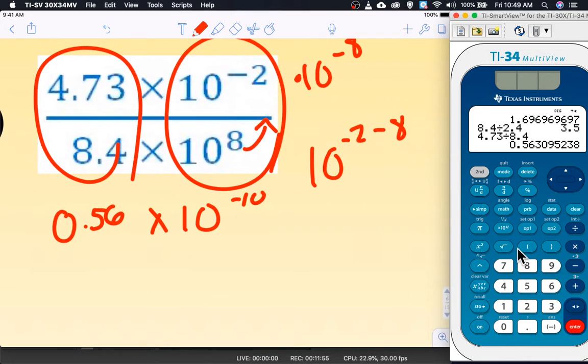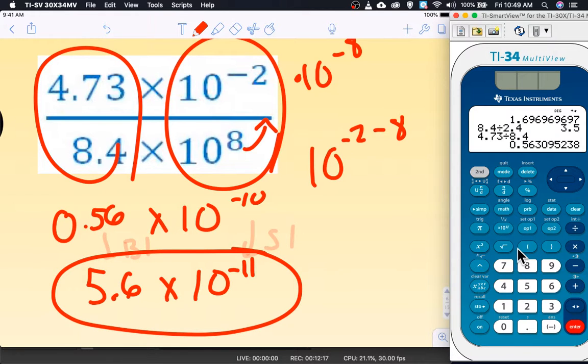And then the last thing is just to fix our answer into proper scientific notation. So I'm going to make this a 5.6. My decimal piece got bigger by 1 decimal place, so my exponent gets smaller by 1. And 1 smaller than negative 10 is negative 11. Final answer.